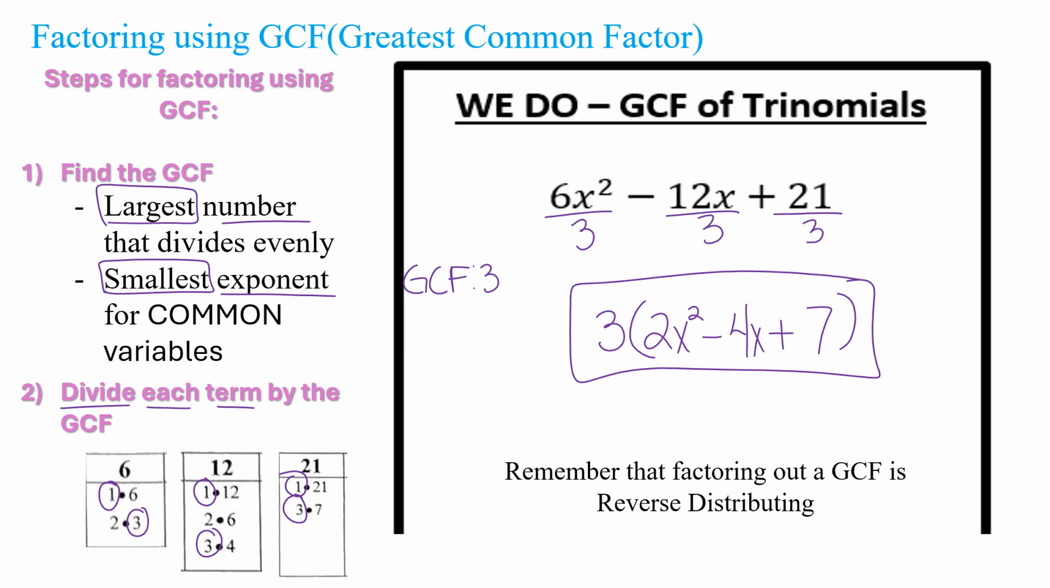And remember, to check my answer, I can multiply that back out like we did in the last unit. So 3 times 2x squared is 6x squared. 3 times negative 4x is negative 12x. And 3 times 7 is 21, which is exactly what the original question said. So I know here that I did correctly factor out that GCF of 3 and divide each term to get what was left.